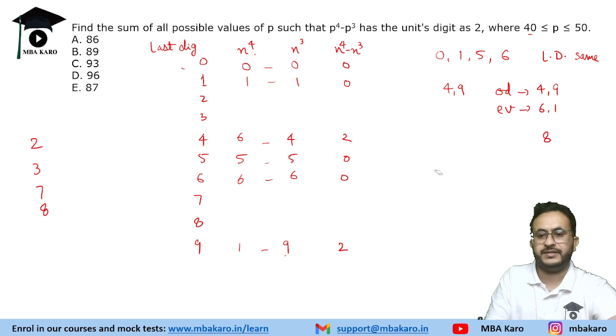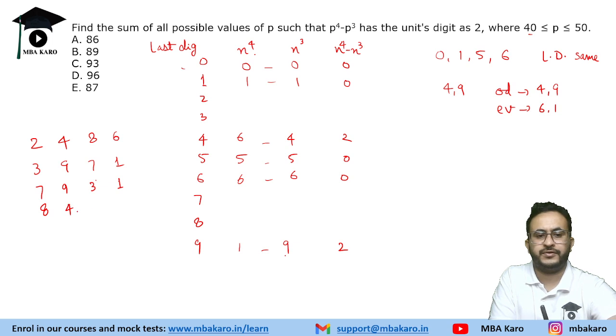Fourth power and third power. So 2, 4, 8, 6, 3, 9, 9 into 3, 27 into 3, 81, right? And then we have 7 into 7, 49, 9 into 7, 63, 3 into 7, 21, and 8 into 8 is 64, 2 and 6.